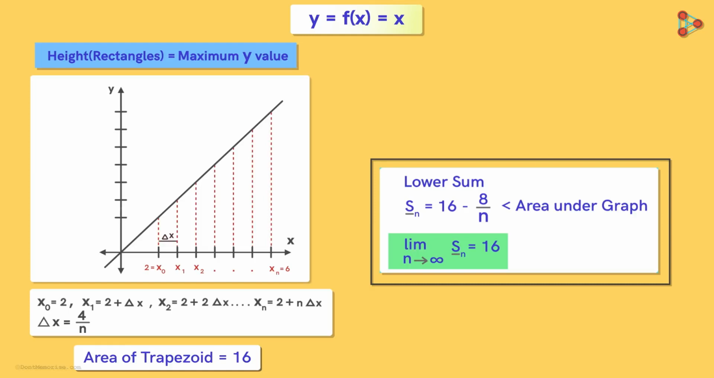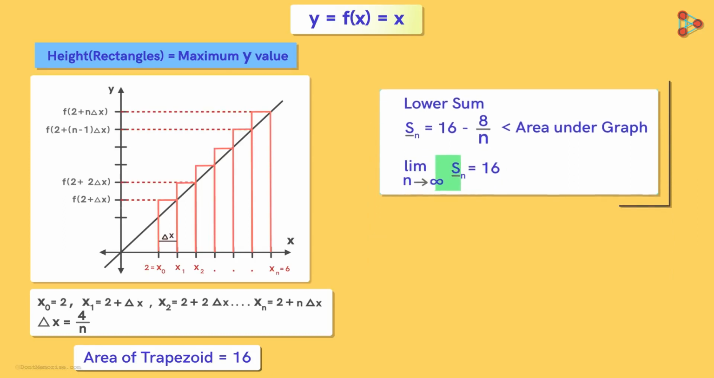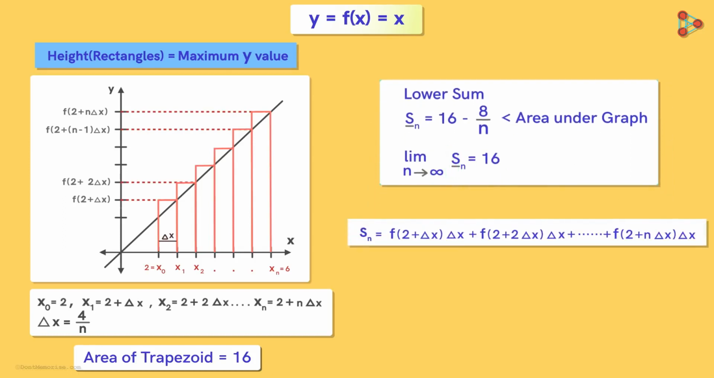Notice that in each subinterval, the value of y corresponding to the right-hand value of x will be the maximum y value. Taking these as the heights of the rectangles, we will get the sum of their areas to be this. Take a moment to understand this.